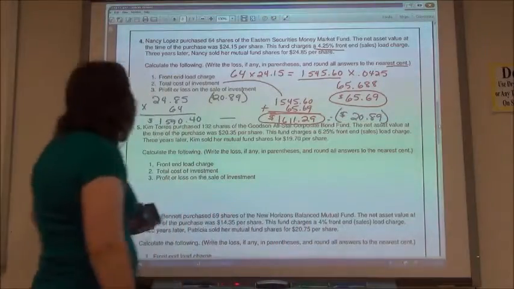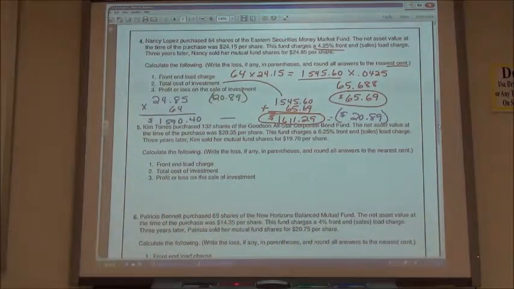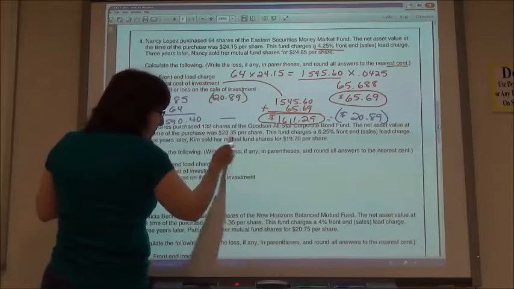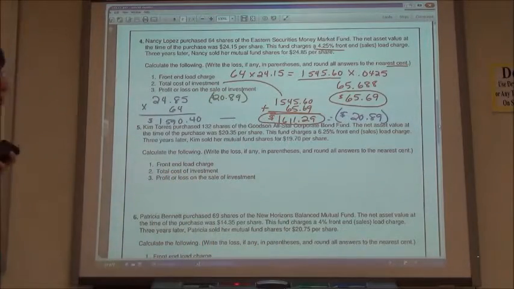Number 5, same kind of thing. Kim Torres purchased 132 shares of Goodson All-Star Corporate Bond Fund. The net asset value at the time of the purchase was $20.35 per share. This fund charges a 6.25% front-end sales load charge. 3 years later, Kim sold her mutual fund shares for $19.70 per share. So she sold them for less than she bought them for, plus she had to pay the load charge, so she's definitely going to lose money.